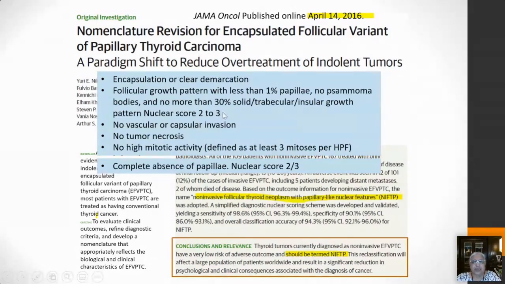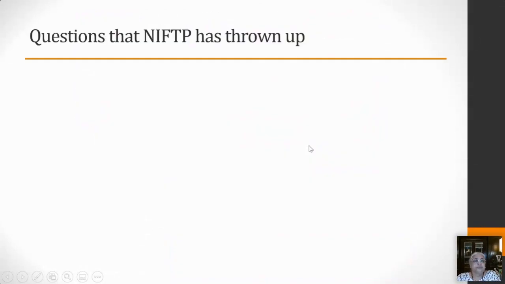Now these criteria have been revised since then, and there should be complete absence of papillae, and nuclear score 3, they feel, should be more towards 2 than 3. So they've put it as score 2, score 3. So now that we know that this is not a papillary thyroid carcinoma, or at least we should not be calling it papillary thyroid carcinoma, there are some questions that have been thrown up.